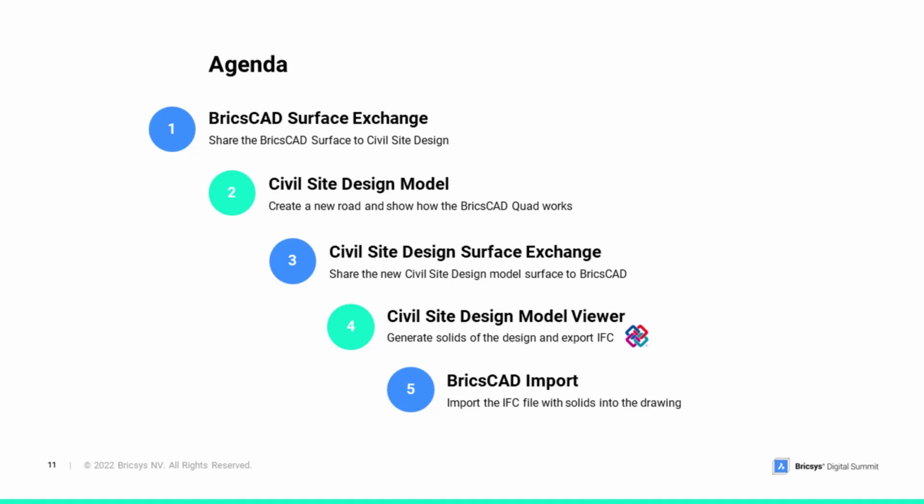Once we've done some of that design work and showed you some of the design tools that I've previously mentioned, we'll then share the design model surface back to BricsCAD, again to continue the life cycle of the project. We'll then use Model Viewer to generate solids of that design and export an IFC file. Now the great thing is that BricsCAD can import an IFC file, so we'll show you that last process by importing the IFC file with the solids back into the drawing.